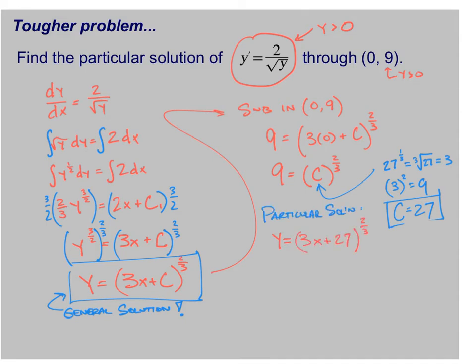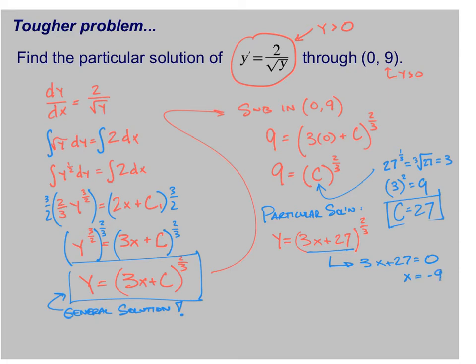So our particular solution is y equals the quantity 3x plus 27 to the 2/3 power. And if only it was that simple. I now want to talk about the fact that we have y cannot equal 0. There is a way that we could get y to equal 0. If we set 3x plus 27 equal to 0, then this entire expression will equal 0. That means we have x equals -9.